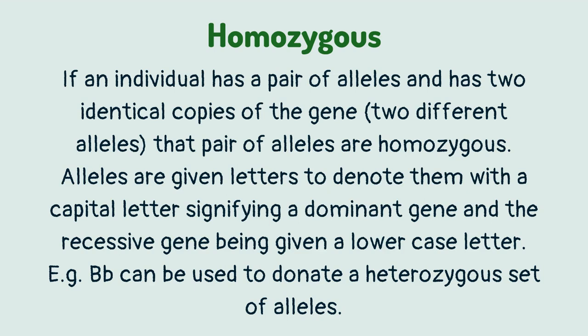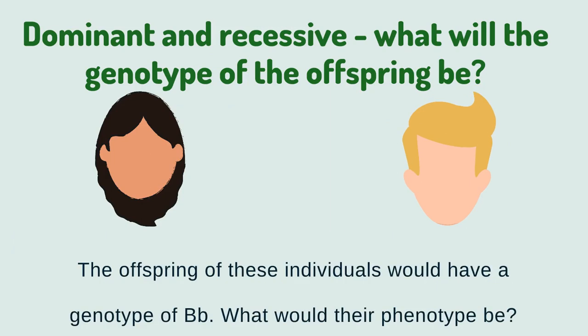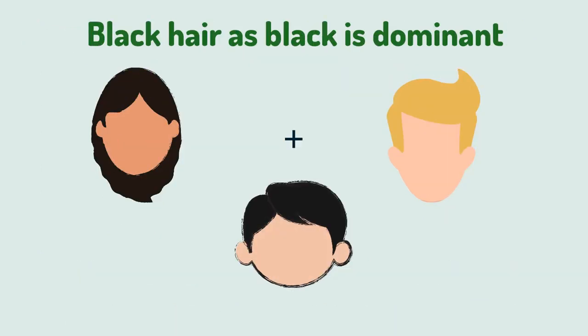An individual with black hair has a phenotype of black hair and a genotype of capital B and capital B. An individual with blonde hair has a phenotype of blonde hair and a genotype of lowercase b and lowercase b. The offspring of these individuals would have a genotype of capital B and lowercase b. This would give a child with black hair but with the gene for blonde hair.